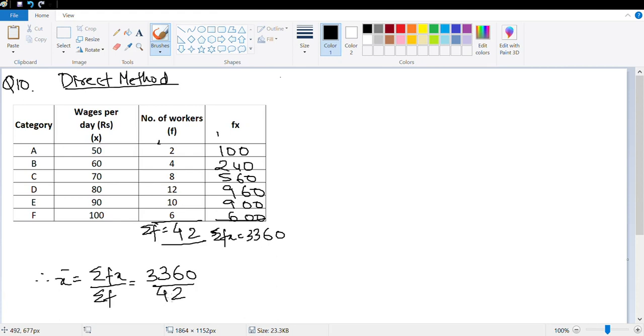So 2 into 21, 2 1, 13, that's 6 12, that's 80. 7 into 3, 7 ones are 7, 98. That's 7 ones are 7.